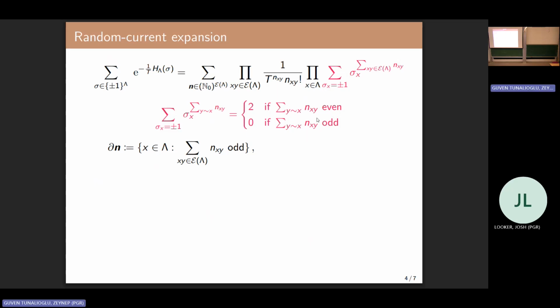And so what this motivates is this definition. For every current n, we define what we denote partial n. We call these the sources of n. We say that the sources of our current are all sites where the sum of all edges coming into the site, the number of all these edges, is odd. Okay? Another thing we'll define is we will pack this product into something we will call the weight of a current. So this weight only depends on the current.